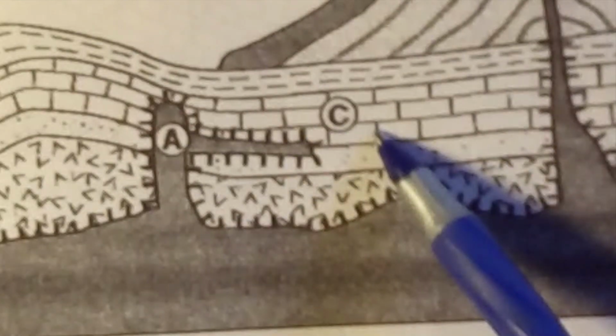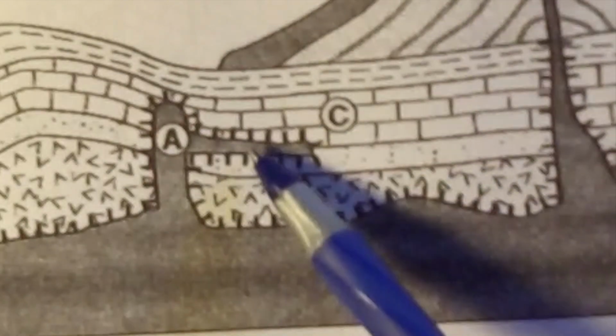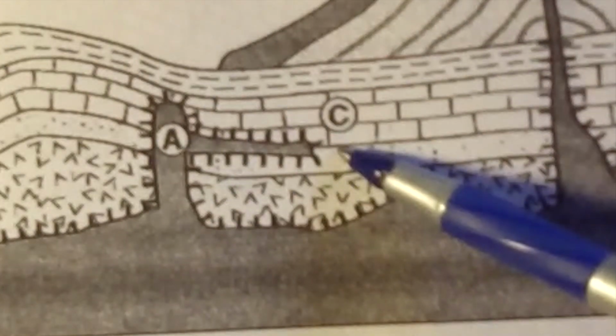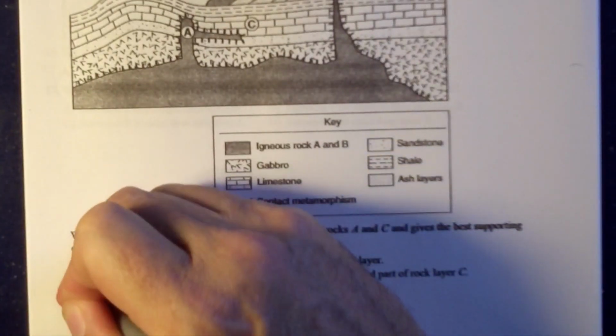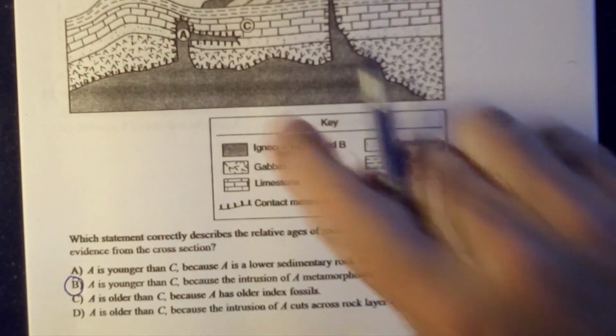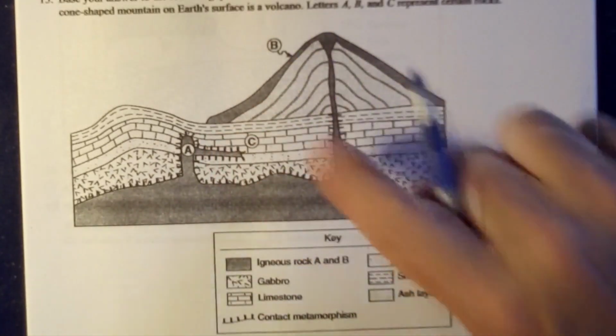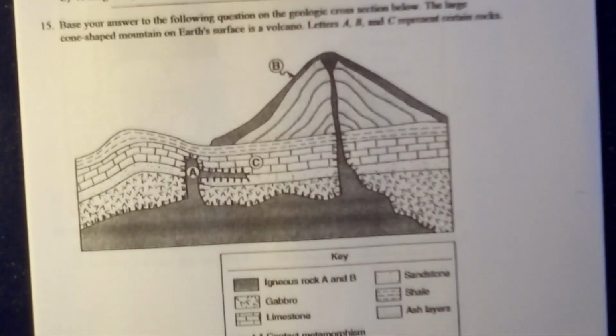So C must be older than A. A must be younger than C, because of the contact metamorphism on layer C. I'm going to go with letter D for my choice. A is younger than C because the intrusion of A metamorphosed part of C.